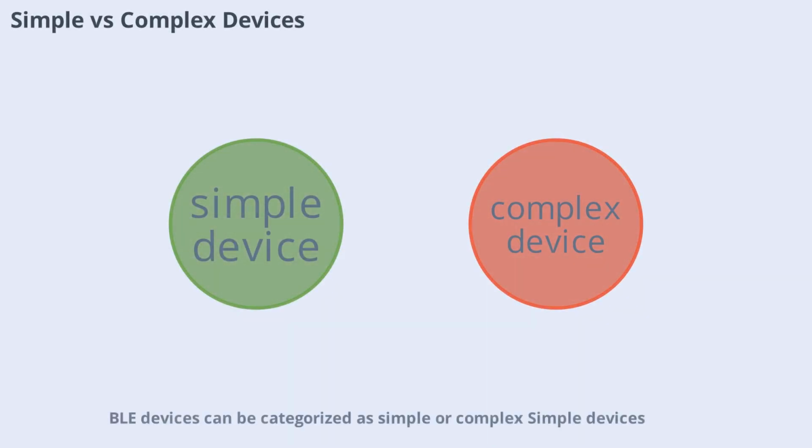BLE devices can be categorized as simple or complex. Simple devices like thermometers use standard services and require minimal interaction. Just turn on notifications and read data. Complex devices may use proprietary protocols, require authentication, or involve multiple commands. These devices often present threading challenges due to interleaved operations and high-frequency data streams. Understanding the difference helps you tailor your BLE handling strategy.